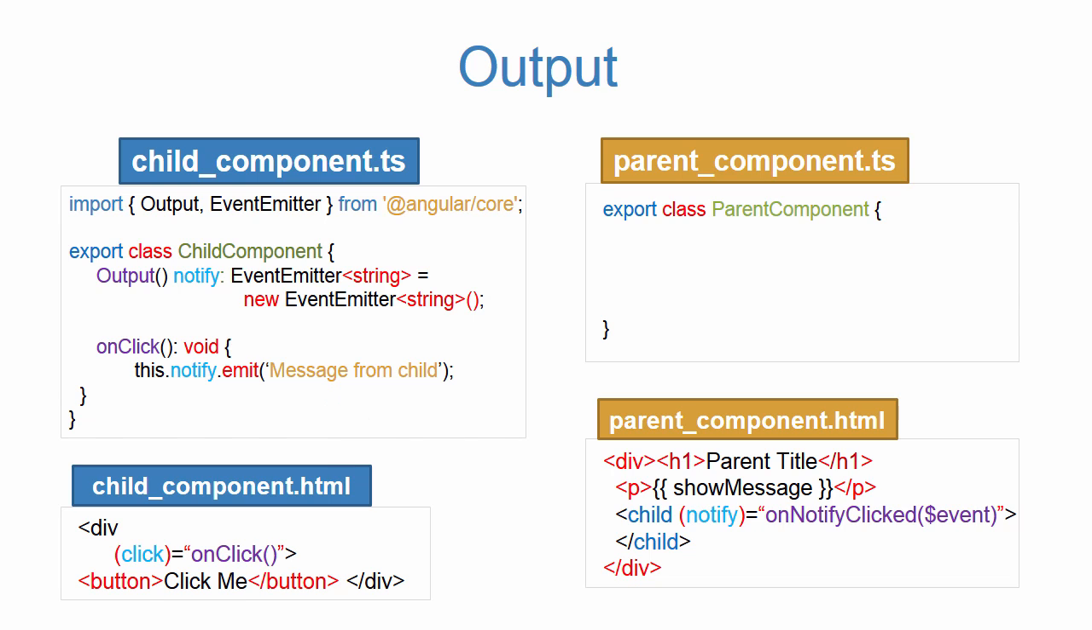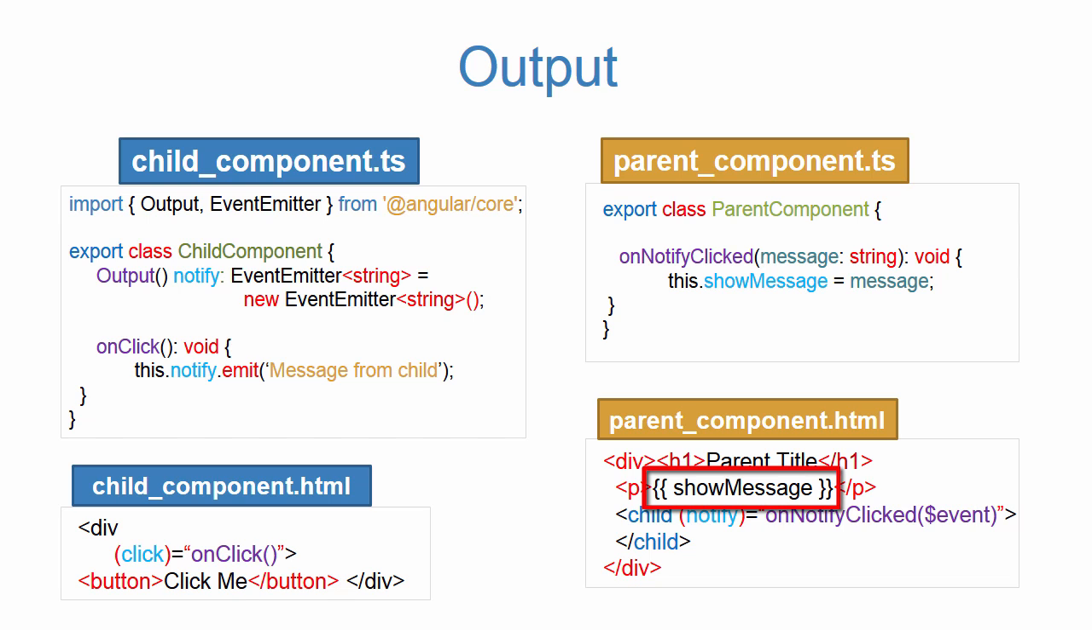Now in our parent, we create the onNotifyClicked method. Then inside here, we're just going to set the message we received equal to a property called showMessage. Then we can display our message using interpolation inside of our parent HTML file. So when somebody clicks a button in our child component, we'll see the string message from child inside of this showMessage property inside of our parent.